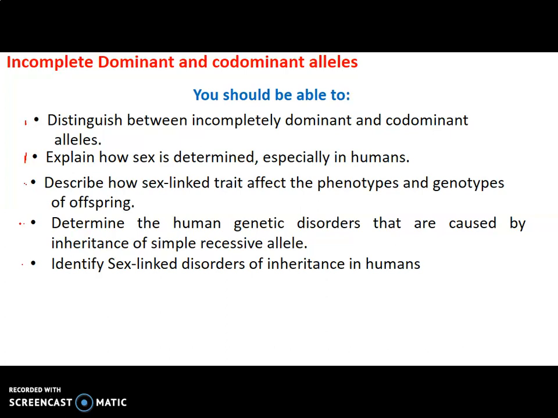Make sure you'll be able to determine the human genetic disorders that are caused by inheritance of simple recessive alleles. Make sure also that you will be able to determine sex-linked disorders of inheritance in humans.